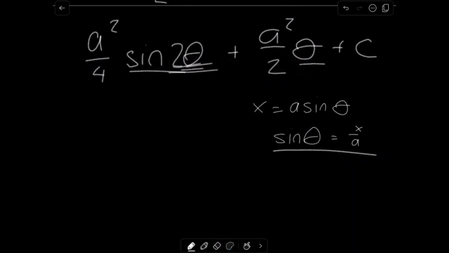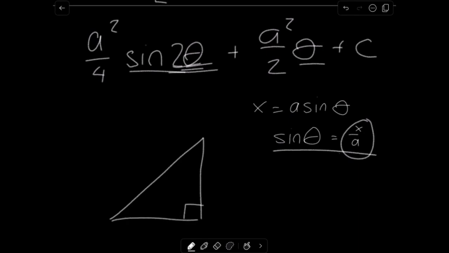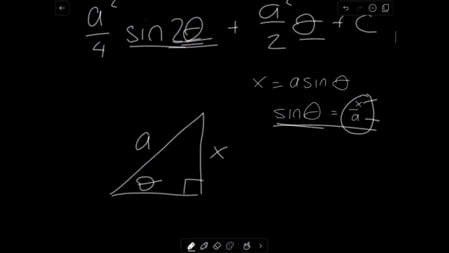Take a look at that. We can create a right angle triangle and fill in these values on the sides of the triangle. That will be theta. Sine theta is opposite over hypotenuse, that's x over a. So x is the opposite, hypotenuse is a, and the remaining side, the adjacent, must be the square root of a squared minus x squared, theorem of Pythagoras.